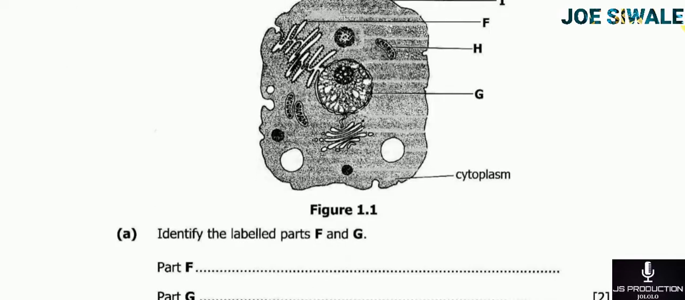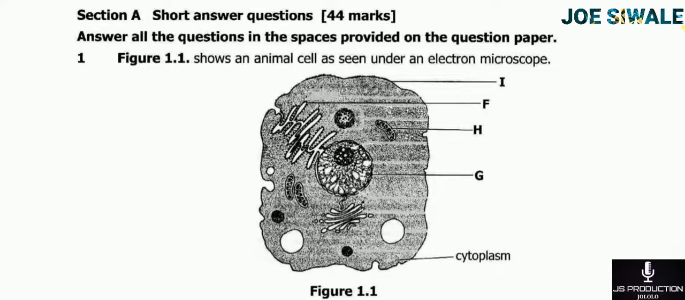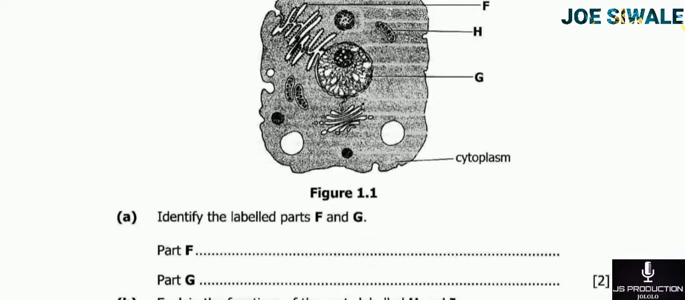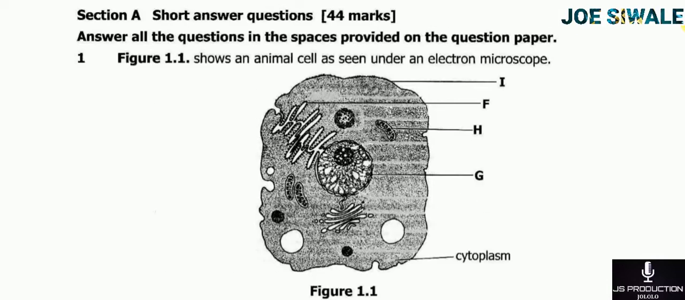So for me to answer question A, identify labeled parts F and G, I know that my F, that's the ribosomes, and my G, that's the nucleus.